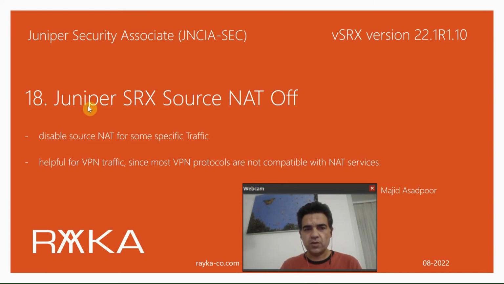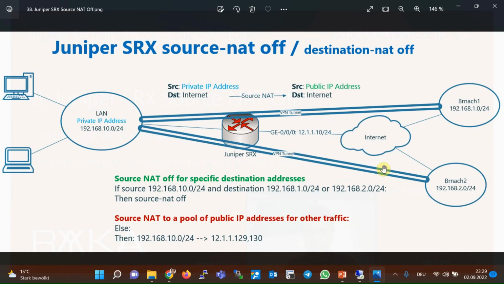In this section, I will talk about the Juniper SRX source-nat off feature, which gives the capability to disable source-nat for some specific traffic. It is especially useful for VPN traffic since most VPN protocols are not compatible with NAT services. Sometimes it is necessary or useful to disable NAT for some specific traffic, especially for VPN traffic.